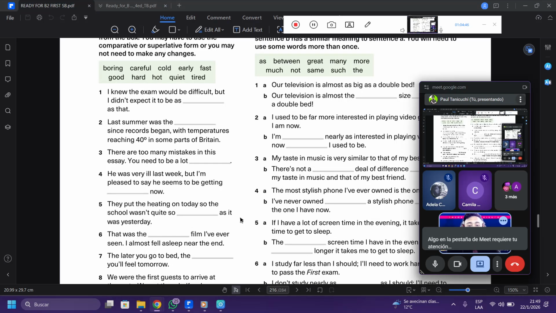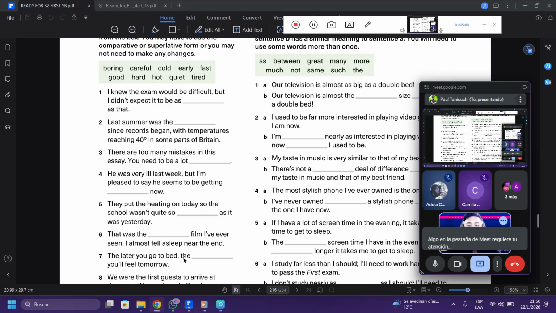Number 6. That was the... film I have ever seen. I almost fell asleep near the end. Boring. The most boring. Most, because of the article there. The most boring film I have ever seen.